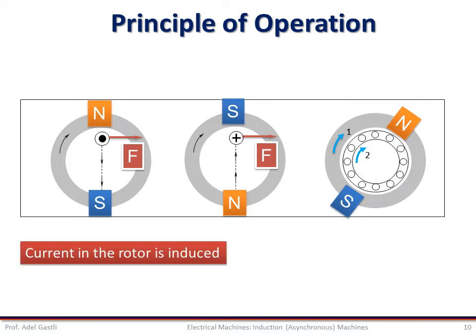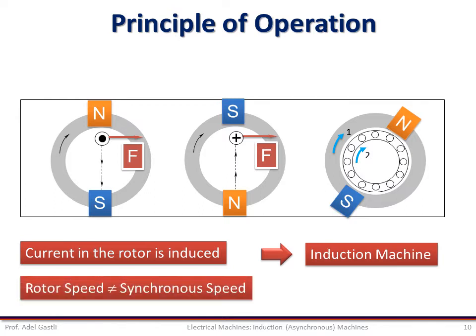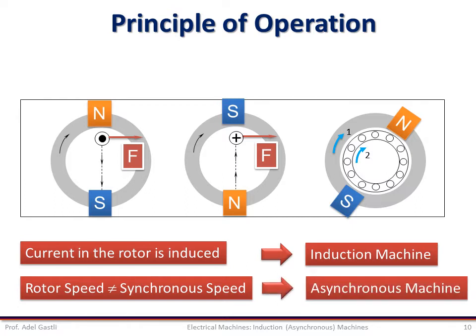For the induction motor, the rotor current is produced by the induction principle, and that is why this type of machine is called an induction machine. On the other hand, since the speed of the rotor is different from the synchronous speed, this type of machine is also called an asynchronous machine.